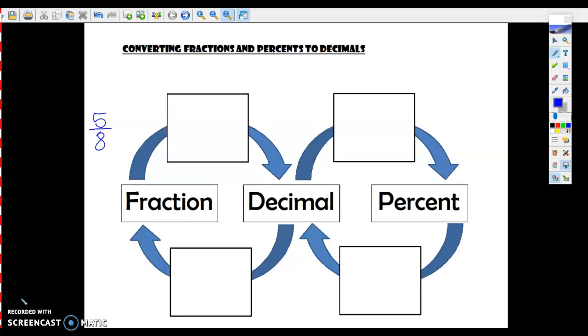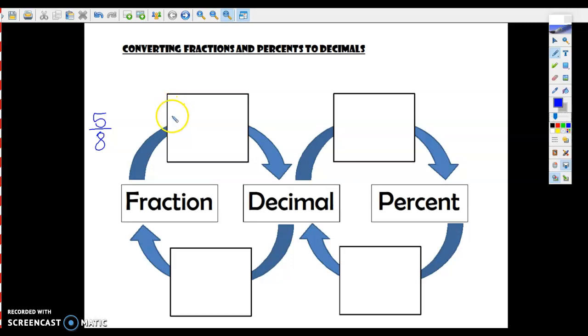Hi guys, today we're going to be talking about how to convert between fractions, decimals, and percents, and this chart can kind of help you go between those forms easily. So we're going to start with fraction to decimal. If you're given the fraction 5/8, how do you think we're going to turn that into a decimal?